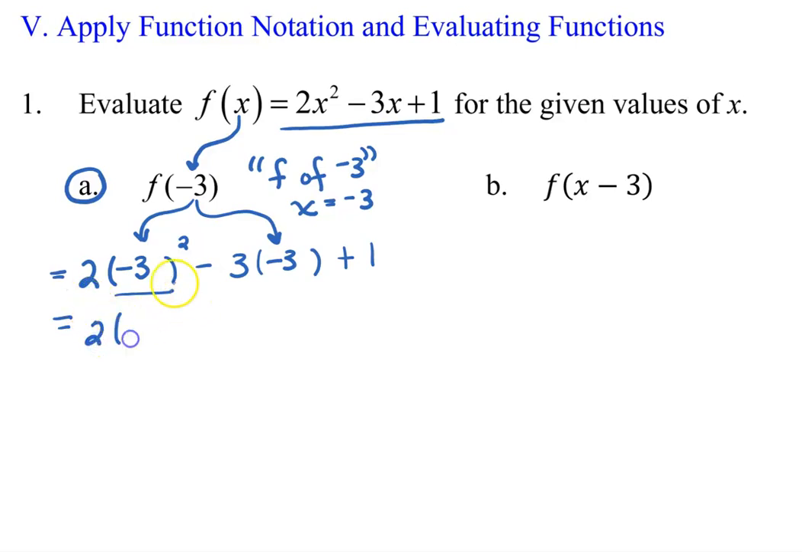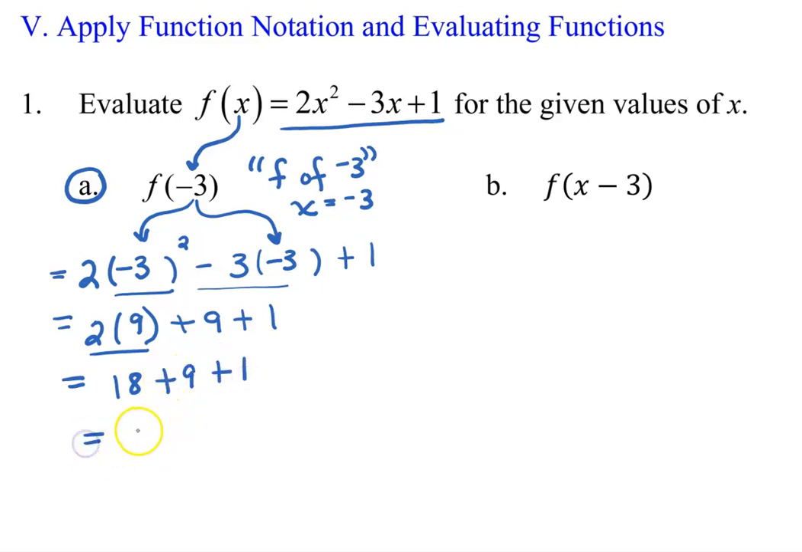So 2 times -3 squared is -3 times -3, which is +9. And then -3 times -3 here is going to give you +9, and then finally +1. The next step is to do 2 times 9, which is 18, and 18 plus 9 plus 1 will give us 28.